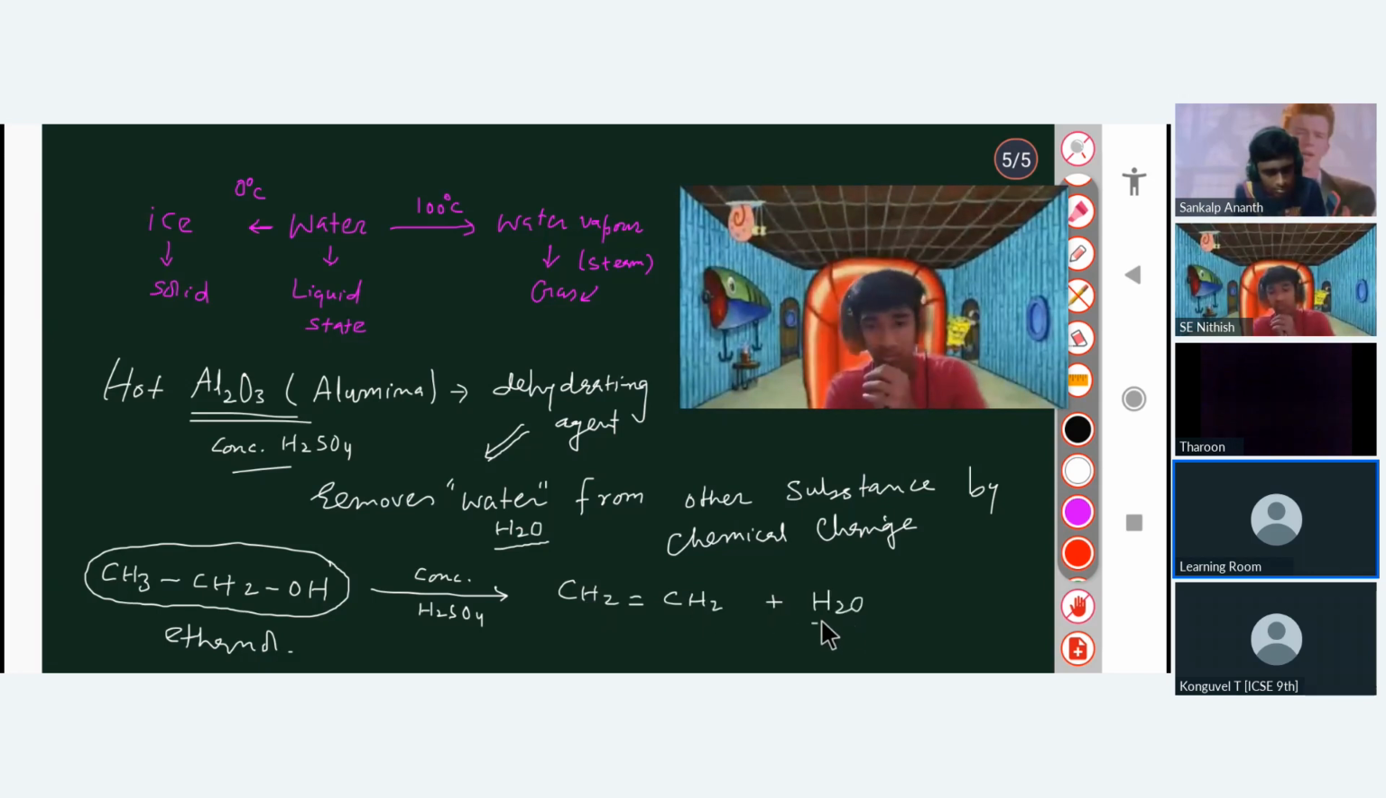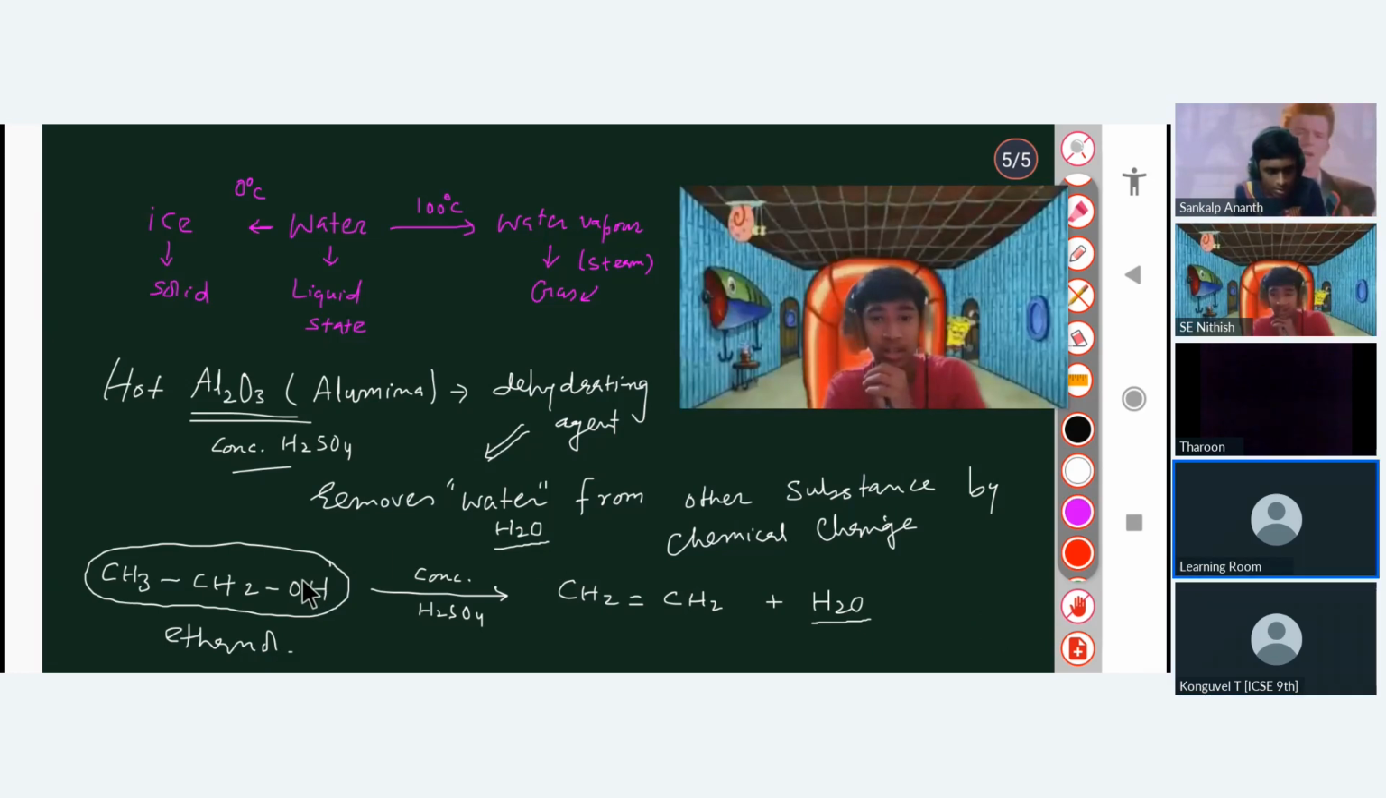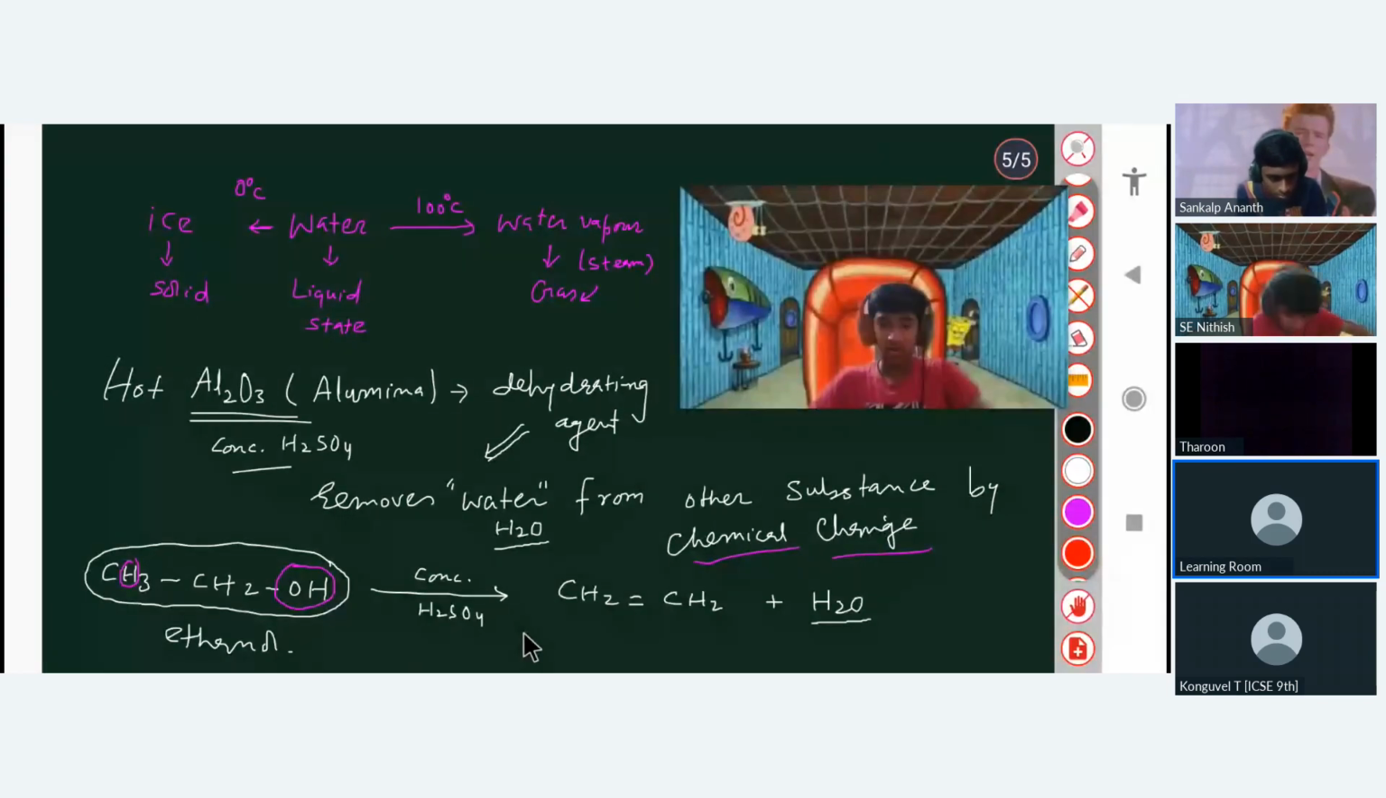So where did this H2O come from? From ethanol, exactly. So that means there isn't any water of crystallization. There is just OH here and here one H. Whenever we have such a substance which will remove water from another substance by chemical change, is it a physical change or a chemical change? It's a chemical change, exactly. So that is why this is known as a dehydrating agent. You have to remember this.